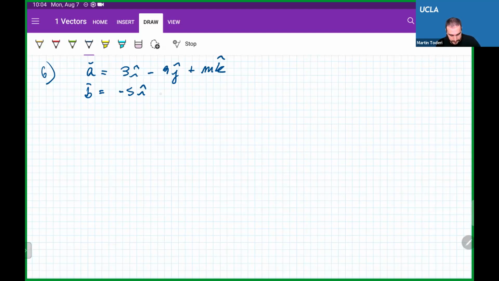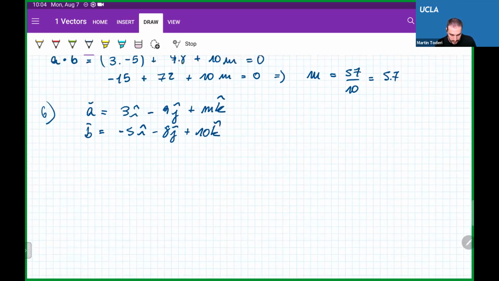Okay. And -8j plus 10k. Okay, so we have those 2 vectors, and the problem is telling us that these 2 are perpendicular. So let's obtain the value of m such that these 2 are perpendicular.